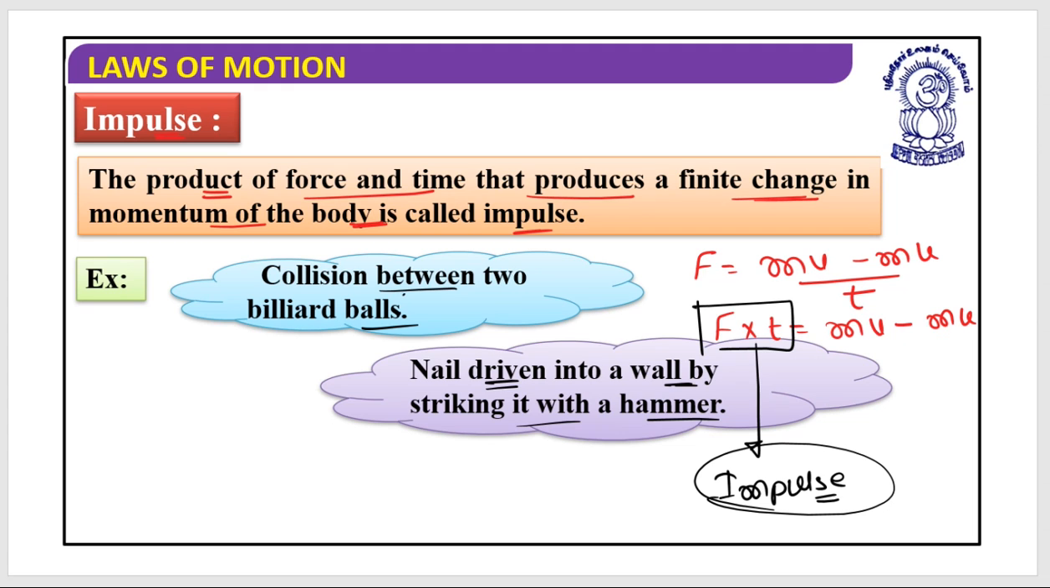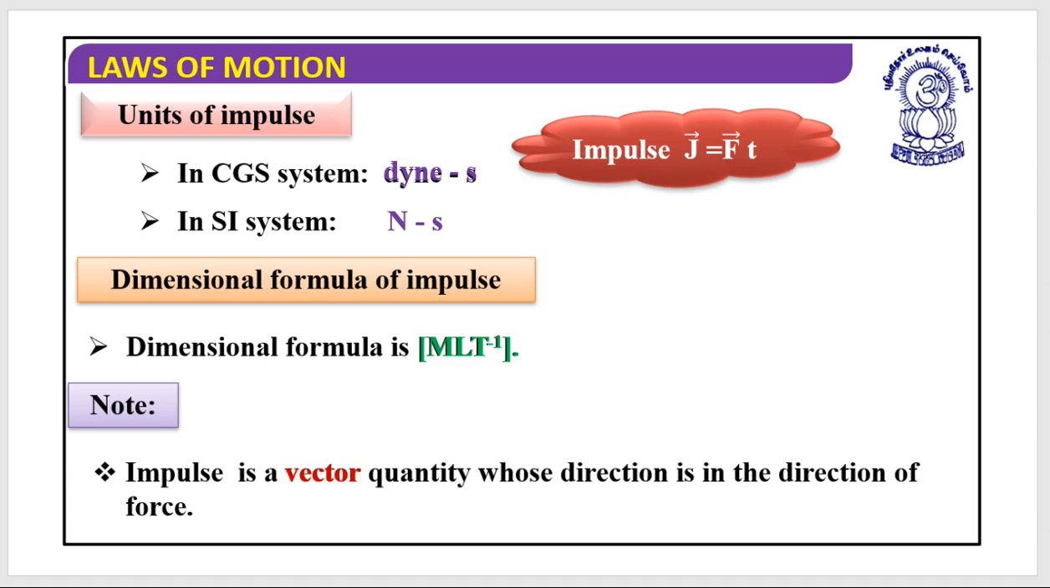Is it? So let's first consider the unit of impulse. It's force into time. So this is equal to, in CGS system, force written as dyne, time as second. In SI system, it's Newton into second.